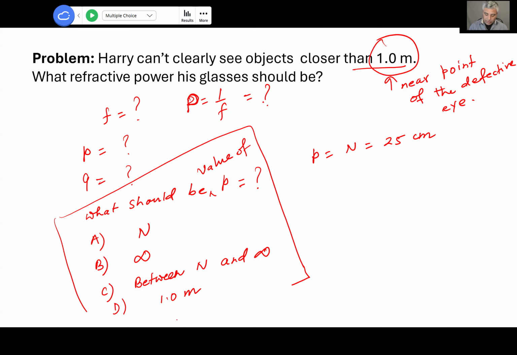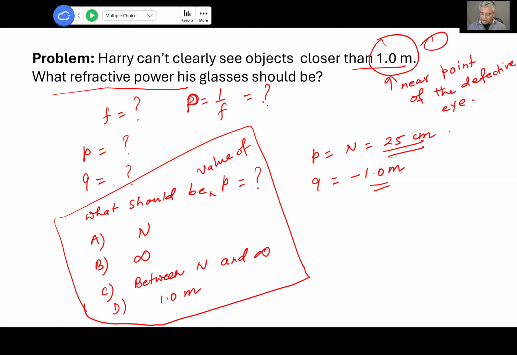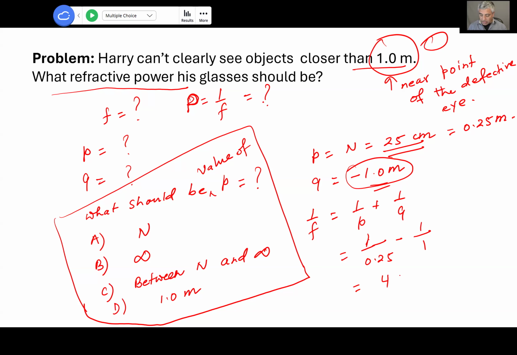Now we want the image of this to be formed at the near point of the defective eye, so Q has to be negative 1.0 meter. This is in centimeters and this is in meters, not a good idea. We have to convert both of them. Since we are finding power, and for power we need meters, it's a good idea to convert this into meters. So now 1 over F is 1 over P plus 1 over Q. So 1 over 0.25 minus 1 over 1, because Q is negative here. So this is just 1, right? Now in this case it's easier: 1 divided by a quarter is 4, and then this is 1. So this means it is 3.